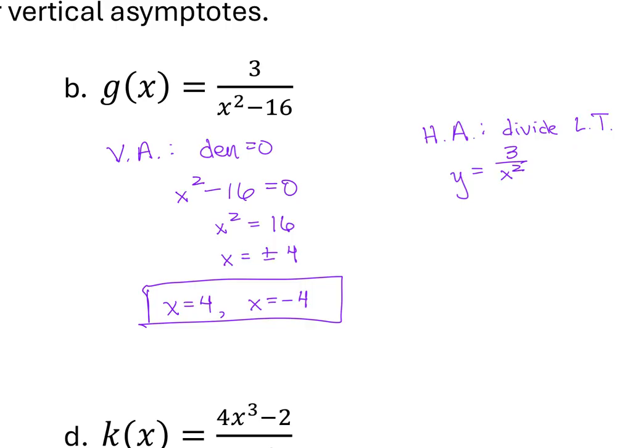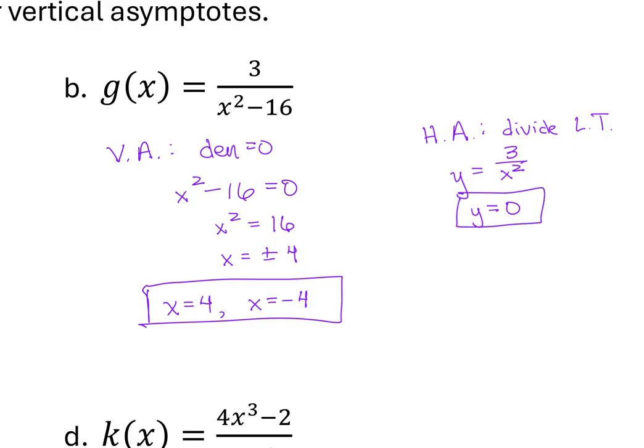Let's think it through. If x is 1, we get 3. If x is 10, this becomes 3 over 100. If x is 100, this becomes 3 over 10,000. This gets smaller and smaller, getting closer and closer to 0. So if you have a denominator that does not cancel out, then you have a horizontal asymptote of y equals 0.